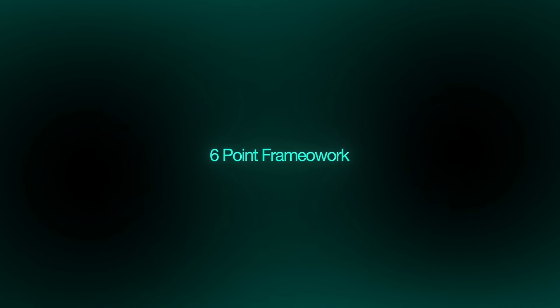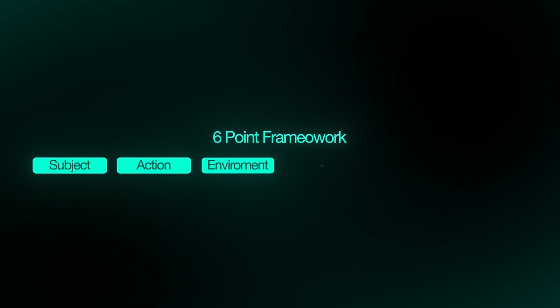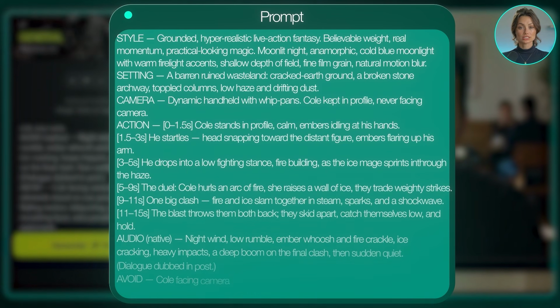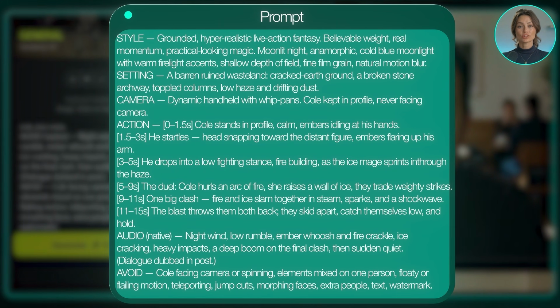And on top of this, I like to use a couple of prompting techniques that can take our results to the next level. The first one is the 6-point framework, which stands for subject, action, environment, camera, style, and constraints. For example, here's the prompt I used for our very first clip in our film. As you can see, it follows the framework perfectly. The style, the environment, the action, and even the constraints at the bottom. This gives Seedance a clear idea about what to generate.